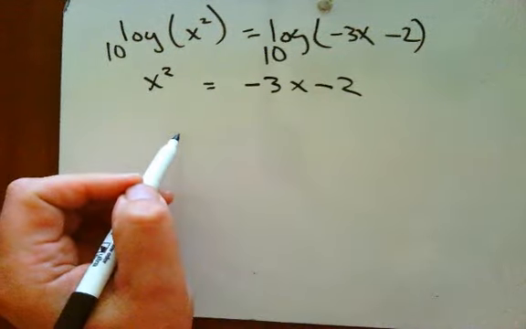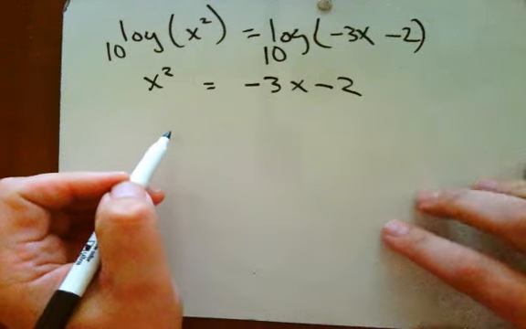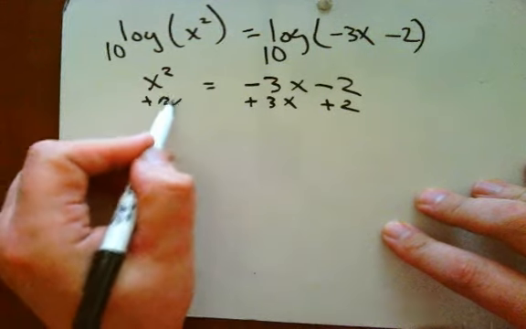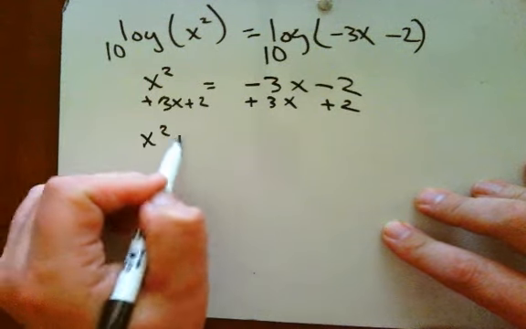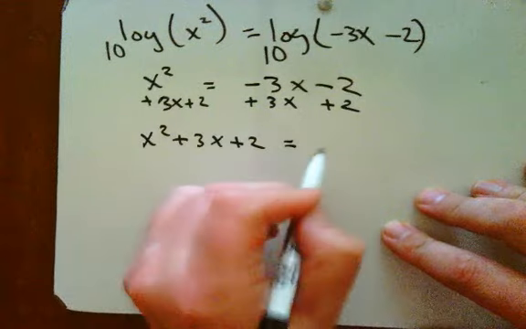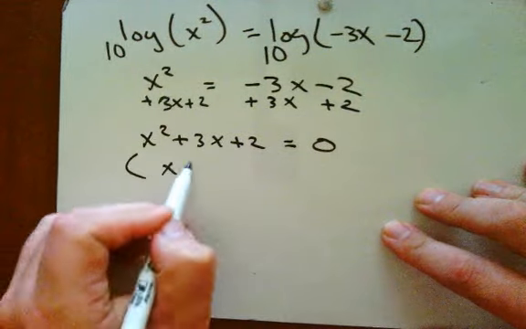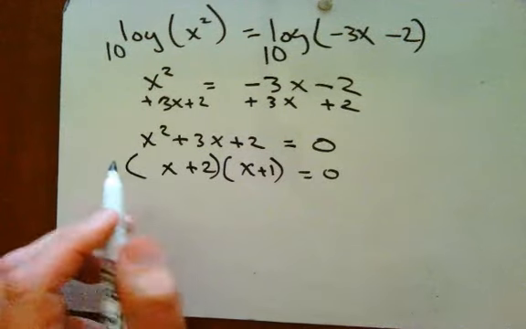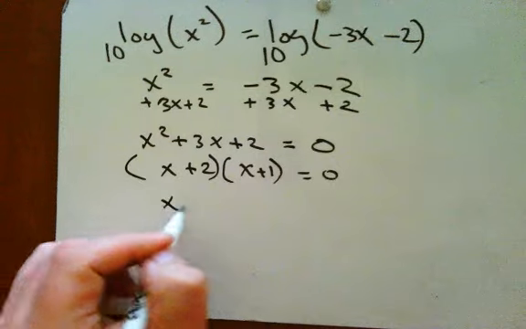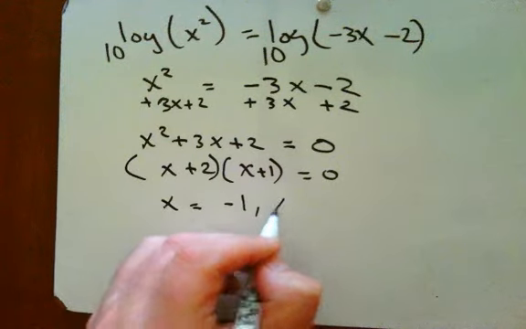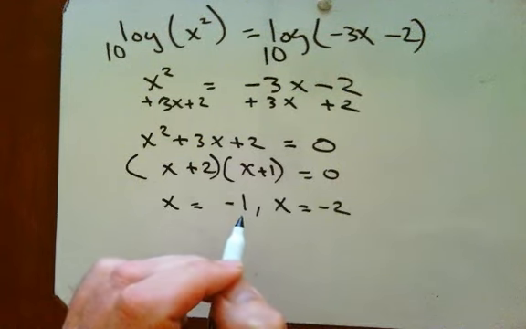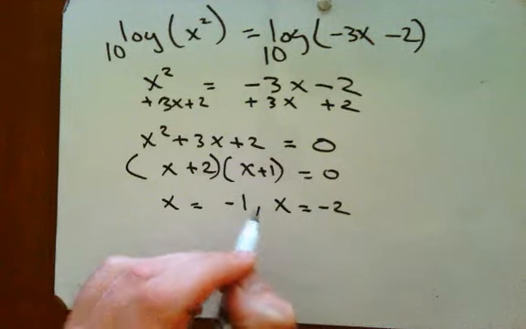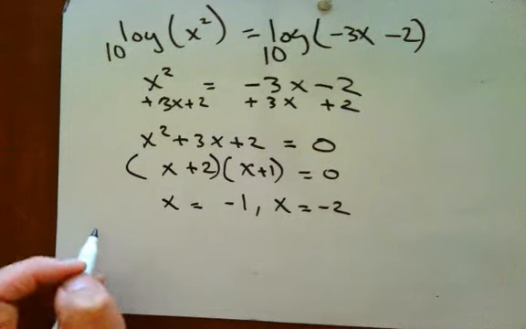I'm interested to know how many solutions you got in this problem. 1? I think there's 2. So if I exponentiate with 10 on both sides, I end up with x squared equals negative 3x minus 2. And because this is a quadratic, I want to move everything onto one side of the equation. So I'm going to add 3x and add 2 to both sides of the equation. And that'll give me x squared plus 3x plus 2 equals 0. Well, this quadratic factors as x plus 2, x plus 1 equals 0.